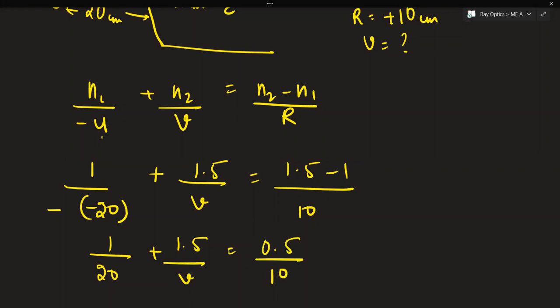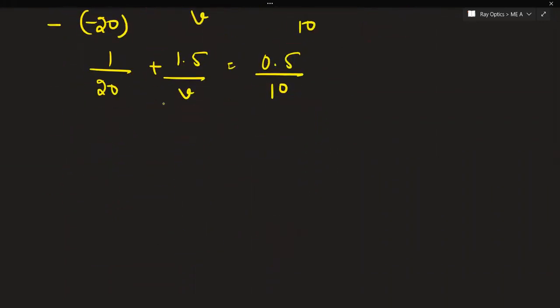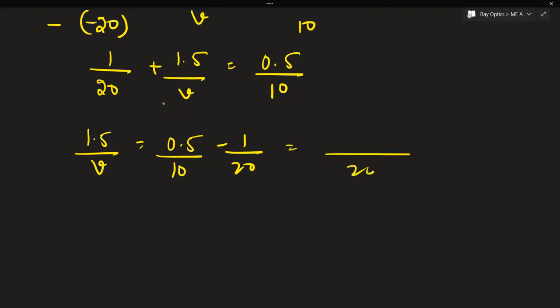So we can write this as 1 by 20 and subtract it, bringing it to the opposite side. So 1.5 by V is equal to 0.5 by 10 minus 1 by 20. When you take the LCM, it will be 20, so multiply the first term by 2. 0.5 into 2 will give you 1, so 1 minus 1. So 1.5 by V is equal to 0 by 20. 1 minus 1 is 0.